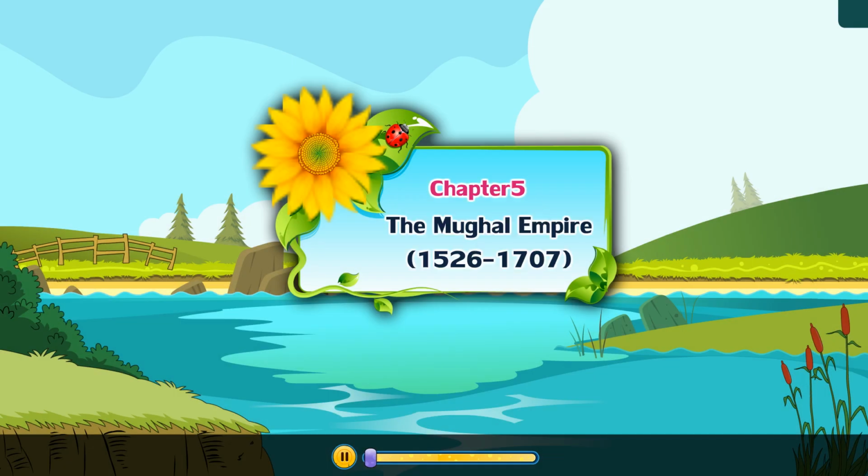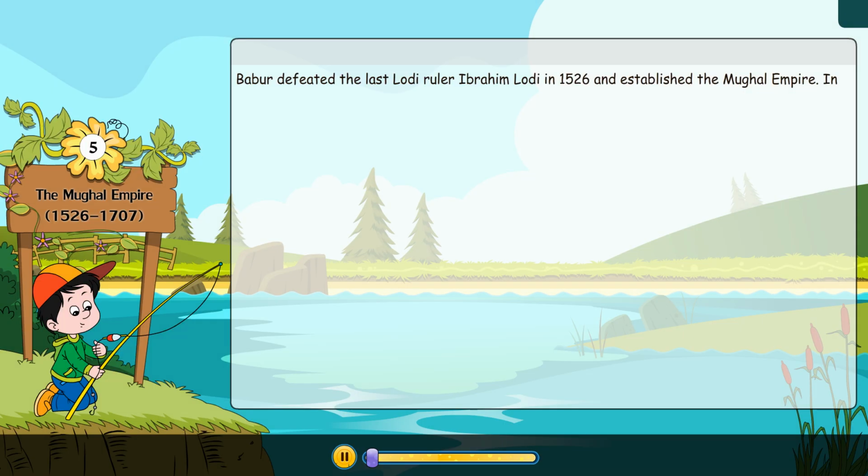Chapter 5: The Mughal Empire, 1526 to 1707. Babur defeated the last Lodi ruler, Ibrahim Lodi, in 1526 and established the Mughal Empire.